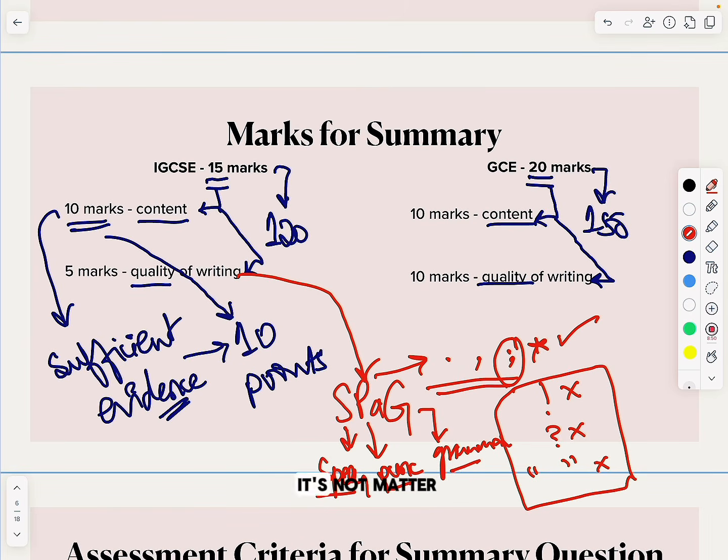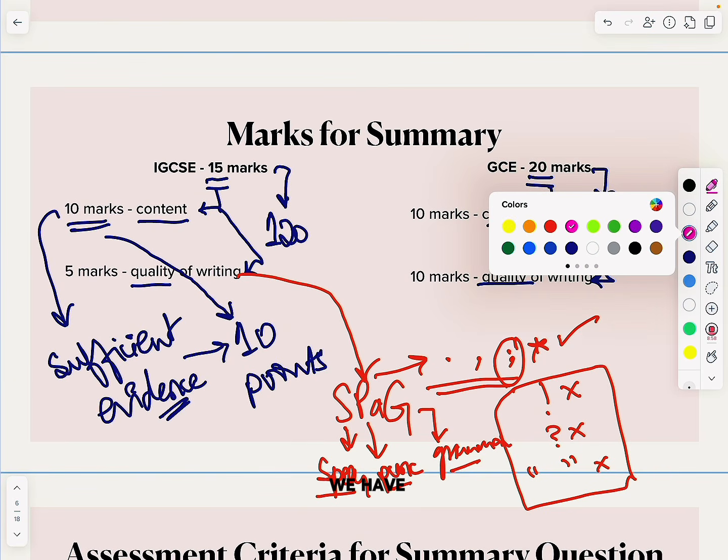So IGCSE or GCE does not matter. A few basic things are going to stay the same. Let's move forward to the next thing that we have.